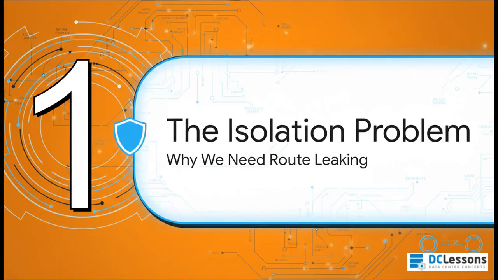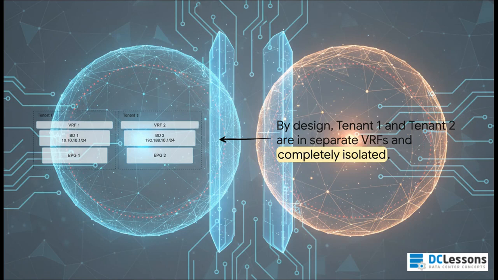Okay, let's start at square one. Why do we even need to talk about something called route leaking? Well, the answer really comes down to one of ACI's most powerful, fundamental features, that awesome total isolation you get with VRFs. So by its very nature, ACI uses VRFs to build those walls we talked about.